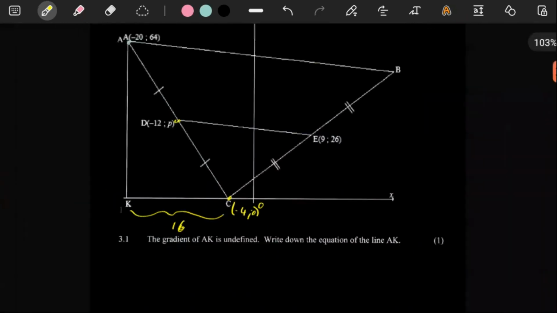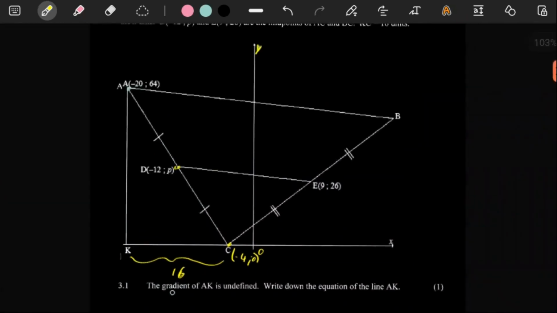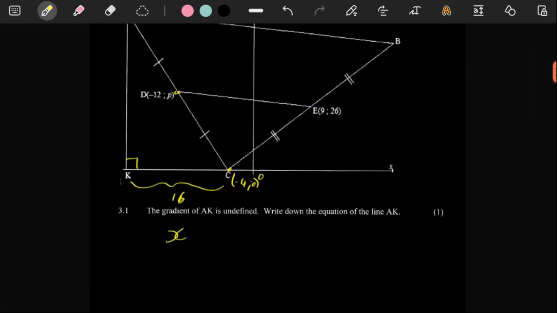So anyways, let's just see the first question. For 1 mark, they said we should calculate the gradient of AK. The gradient of AK is undefined, because this is going to be a 90-degree angle. If it's undefined, it means that this line is going exactly straight downwards. Write down the equation of the line AK. The equation of the line AK is going to be x is equal to negative 20, because as long as a gradient is undefined, it means that it's a straight line going straight downwards. If your line was horizontal, then your gradient would be 0.